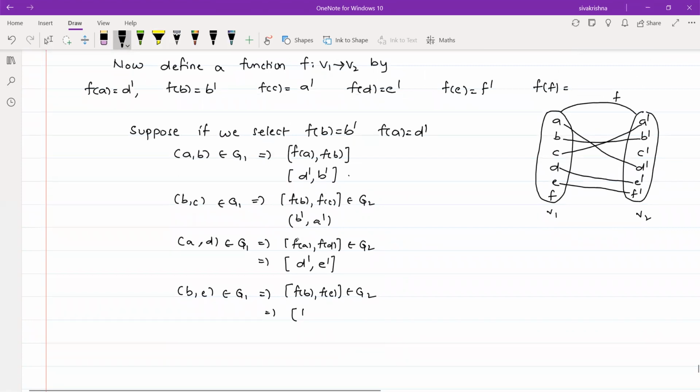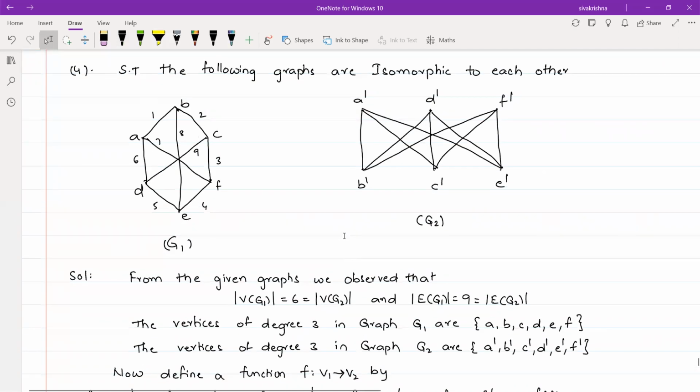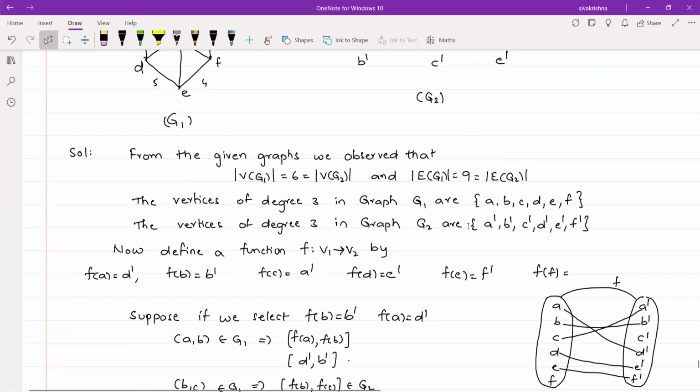It means (B', F) of E by F'. It means there must be an edge between the vertices B' and F' in graph 2. So we have to check whether there is an edge between B' and F'. Yes, we have an edge between B' and F' in graph 2. It means the image of E should be a correct answer.